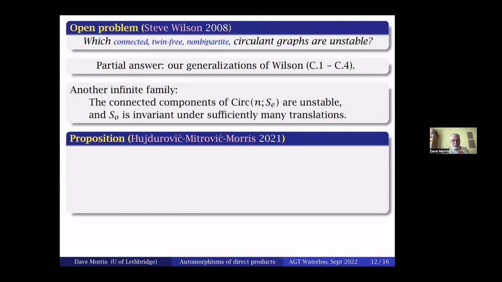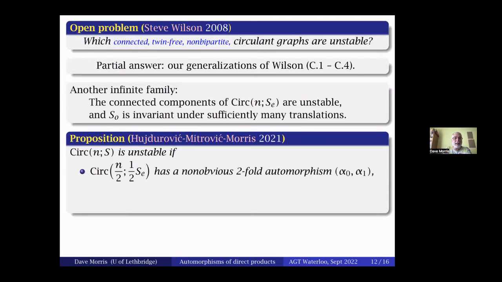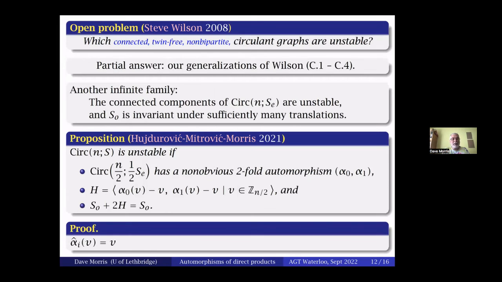And here's the specific statement. I'm just saying this more formally. A circulant is unstable if this holds for the even part. If it's unstable, that means there's a twofold automorphism. Well, let H be a certain subgroup, the subgroup generated by how far these permutations translate things. If the odd part is invariant under this subgroup, then the graph is unstable. And the proof, again, is quite simple. You just define the map to be the identity on one part and use these automorphisms we found on the other part.